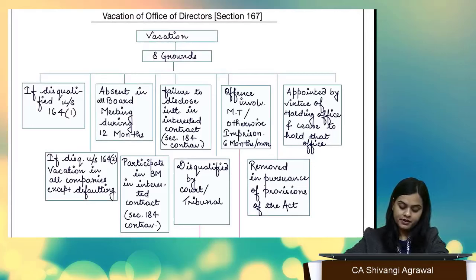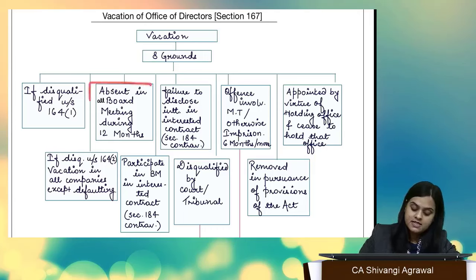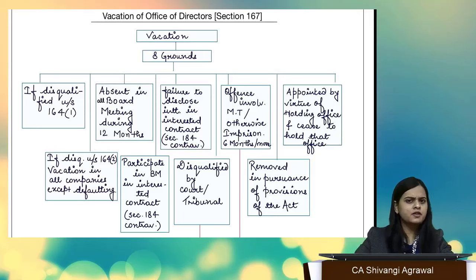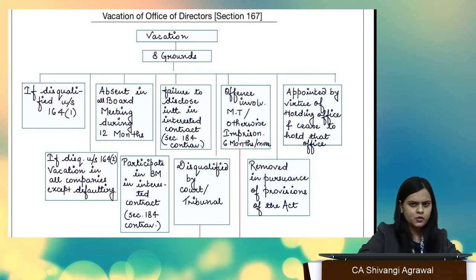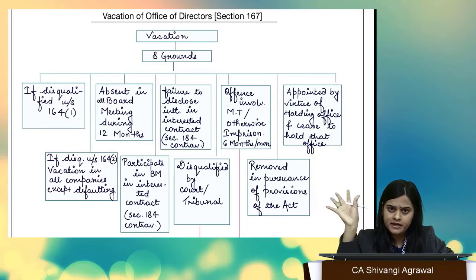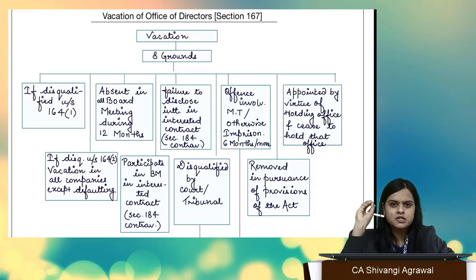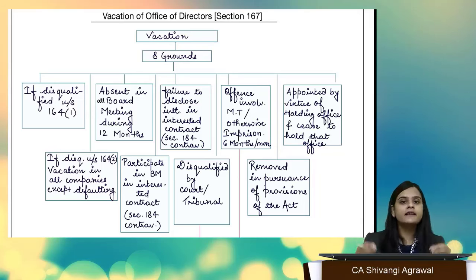First two grounds I've already told you. Third is, if the director is absent in all board meetings during 12 months. See, not in the financial year, not in the calendar year, we check for any 12 consecutive months. So, the director skips the first board meeting, from there we check for a tenure of 12 months. If he does not attend any board meeting, doesn't matter how many board meetings are held during that particular time, he has to vacate the office.